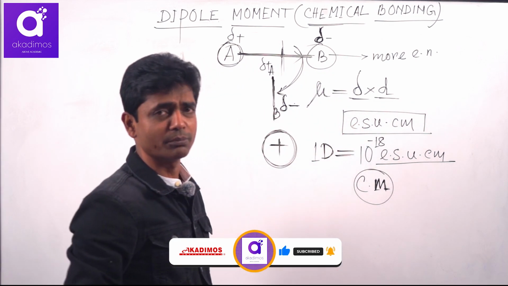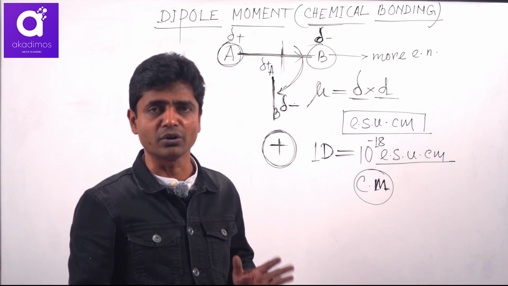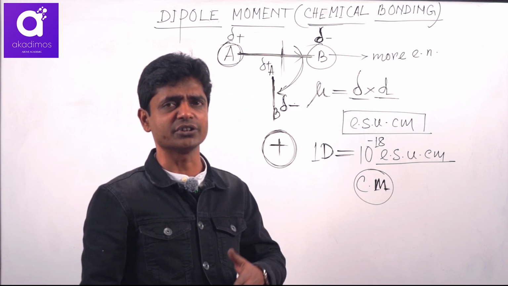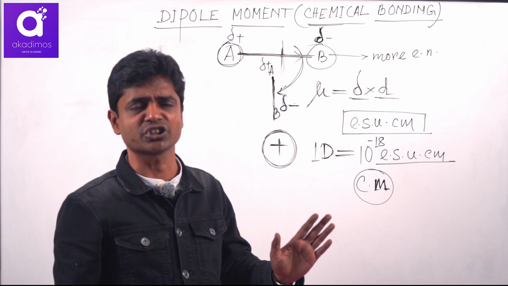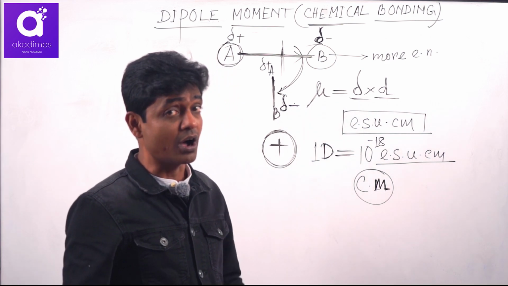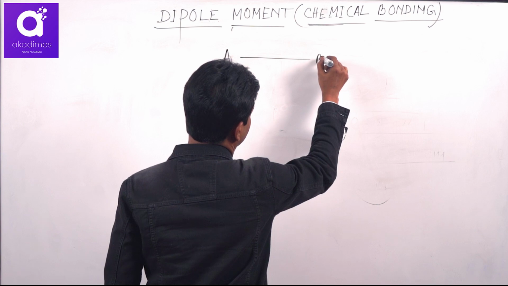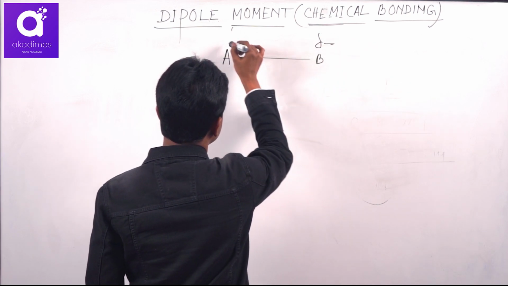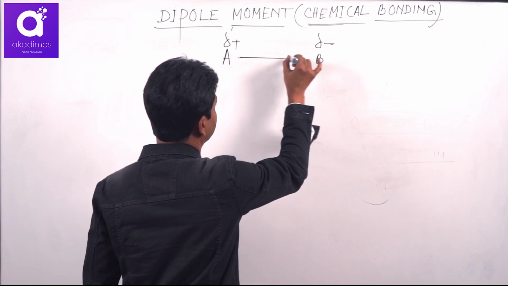From dipole moment measurement, you will get an idea about the percentage of ionic character of a bond. You got the qualitative idea of percentage of ionic character in chemical bonding, in Fajans' rule, due to polarization of electrons. Here you will get a quantitative idea of polarization of electrons. How, that I am going to show you. General example: A bond B. Now this is delta minus, this is delta plus. Let B be more electronegative than A.